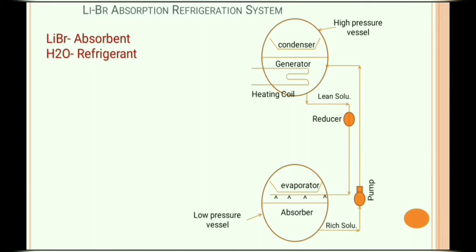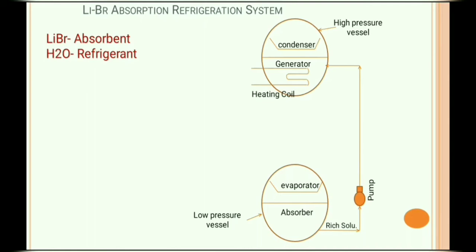Once we add the heat into the generator, the H2O from the rich solution is evaporated and leaves behind in the generator, and that will be the weak solution. Clear? And that weak solution basically goes to the absorber. Okay, but we all know the generator is at a high pressure and the absorber is at a low pressure.